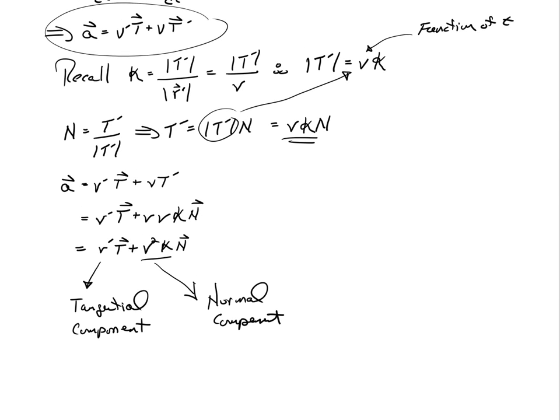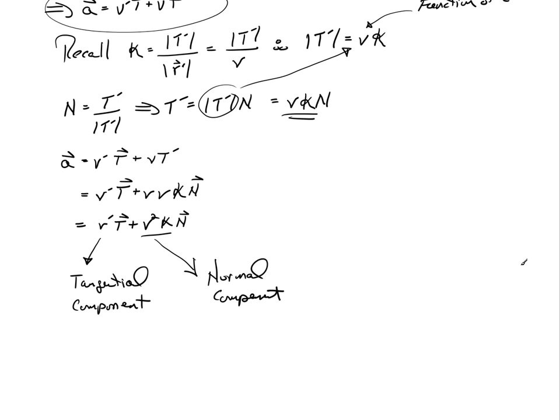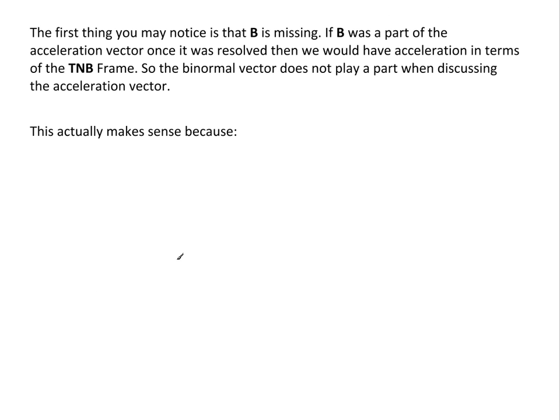Now, one of the things you may notice right away is that B is missing. If B, the binormal vector, was in there, then we'd actually be dealing with the T and B frame. But we don't. We're dealing with just T and N, not B. So the binormal vector really doesn't play a part when we're talking about acceleration.